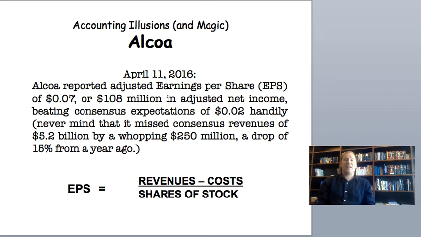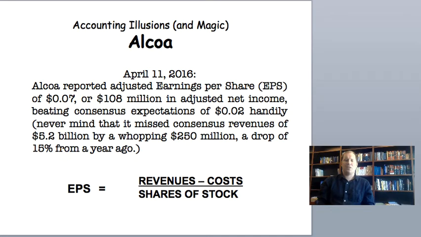Never mind the fact that it had missed consensus revenues of $5.2 billion by a whopping $250 million, a drop of 15% from a year prior. So how is it possible that a company that has lost over $250 million, dropping 15% in revenues from the year before, can still report a very healthy earnings per share? Well, to understand this illusion, we have to simply understand what earnings per share mean.